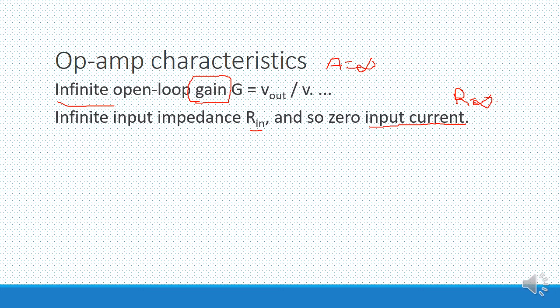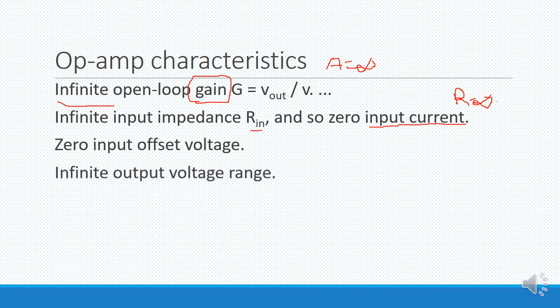Similarly, can you guess what the output impedance is? What I explained in the definition is that output impedance is low. Low is nothing but how much? Low is nothing but 0. Its output resistance or impedance is always equal to 0.